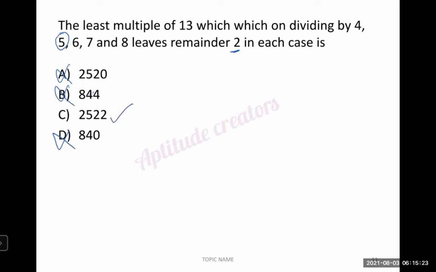Answer is option C. Yes, if I am dividing with 5, I will get the remainder as 2. If I am dividing with 6, here I will get the remainder as 2. Divided by 7, I will get the remainder as 2. Answer is option C. No need to check whether that number is divisible by 13 or not. No need to go with that method.